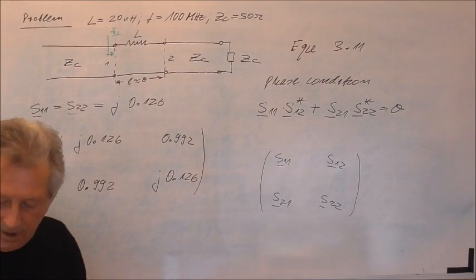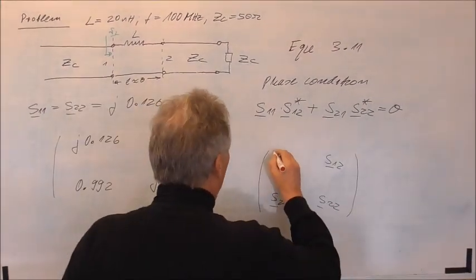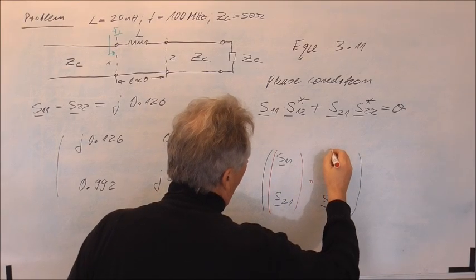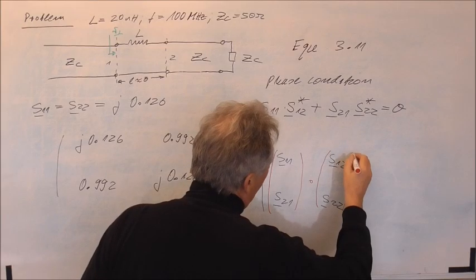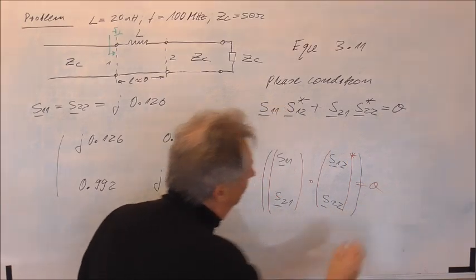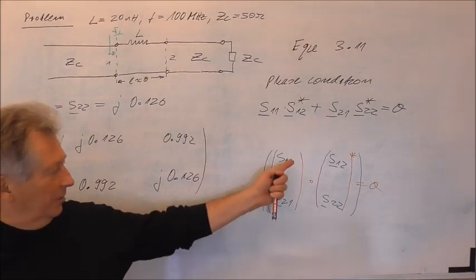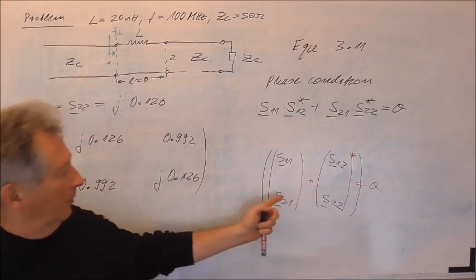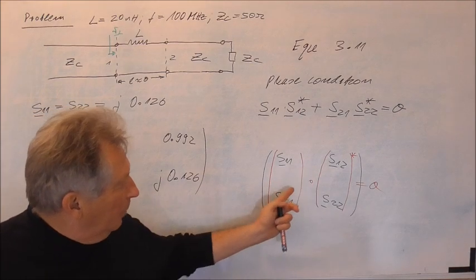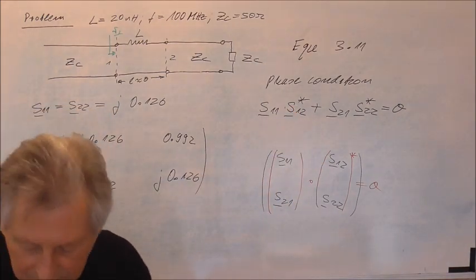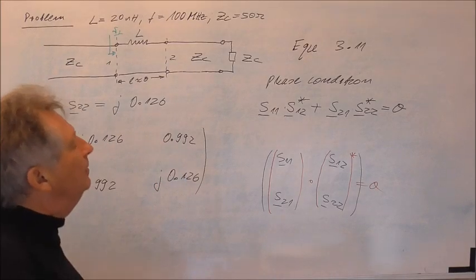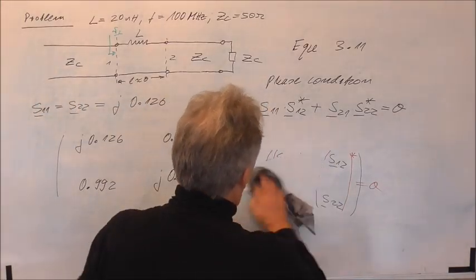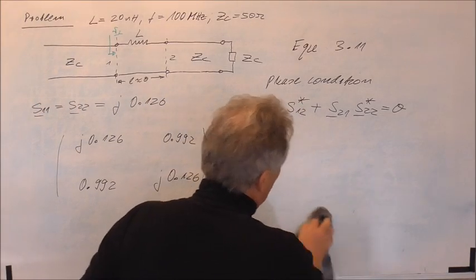So this is again the S matrix, and I must in principle take this column vector times the conjugate complex of this column vector, and this must be 0. So if I think this is a certain column vector and this is a column vector, then the dot product between these two column vectors must be 0. This is how to remember this phase condition. And of course now we can prove the phase condition here.